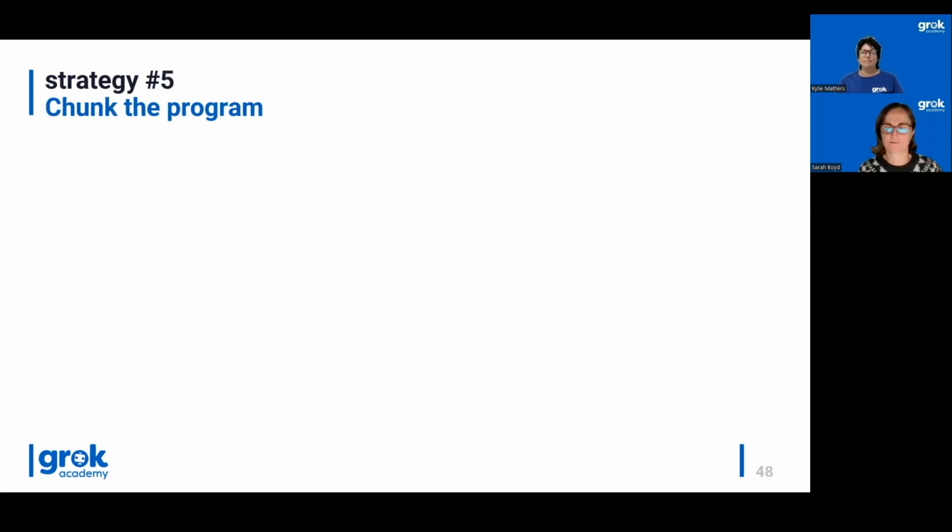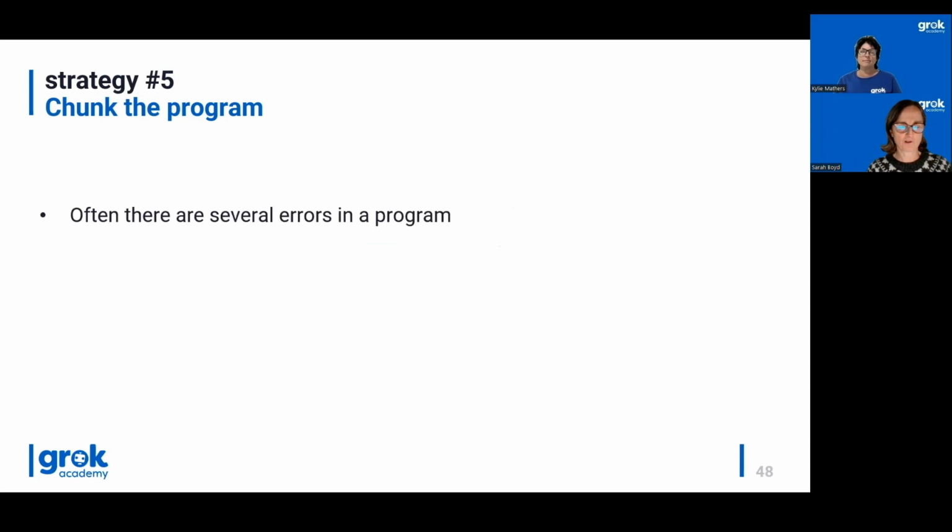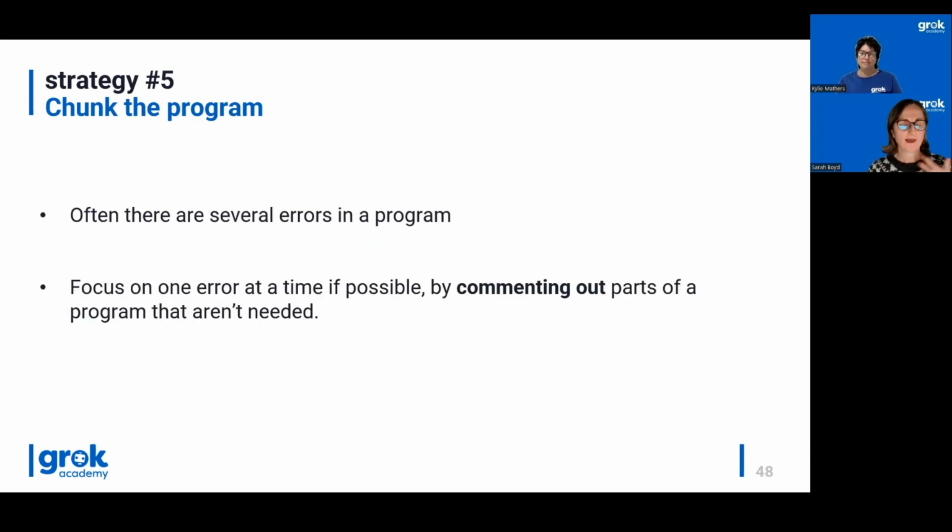A final strategy is chunk the program. And what I mean by chunking the program is that often you've got several different errors. Try and focus on one error at a time. And where you can, comment out parts of the program that aren't needed to debug that particular error. So often I would do that, which is comment out a whole bunch of functions or make them just return a dummy statement. Okay. So hopefully these techniques have helped with the debugging because it's very important.